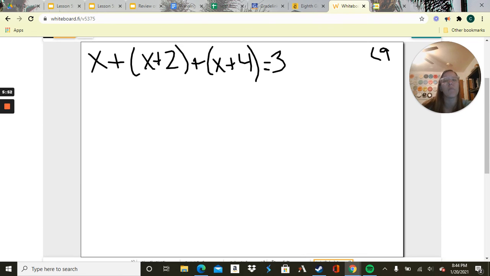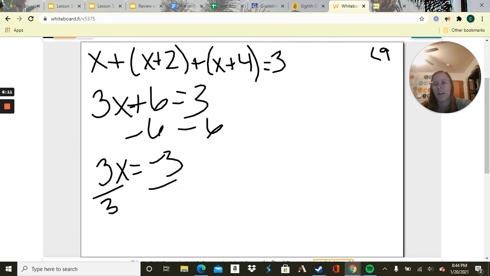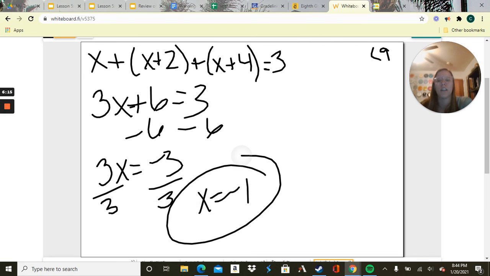Because they're odd, we have to skip one every time. So we have x plus 2 plus x plus 4. So we're going to combine our x's. So 3x plus 6, because 2 plus 4 is 6, equals 3. We're going to subtract the 6. We have 3x equals a negative 3. Divide by 3. Divide by 3. X equals negative 1, but we're not done.